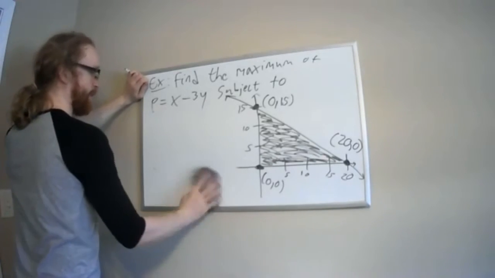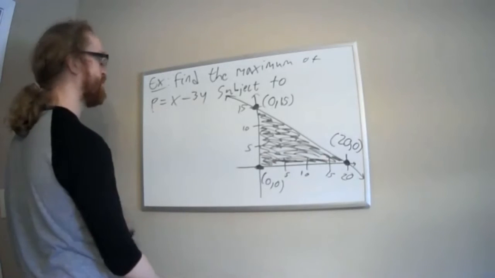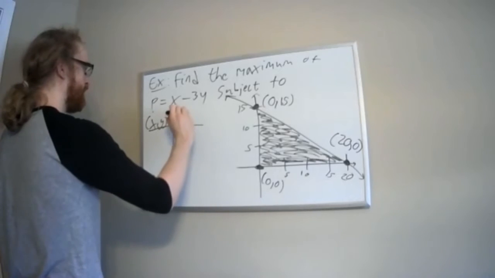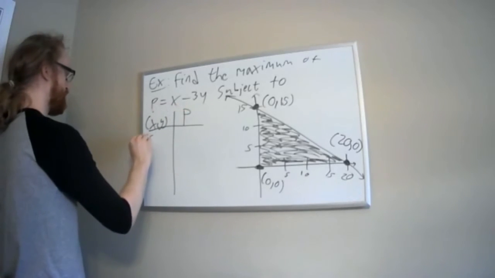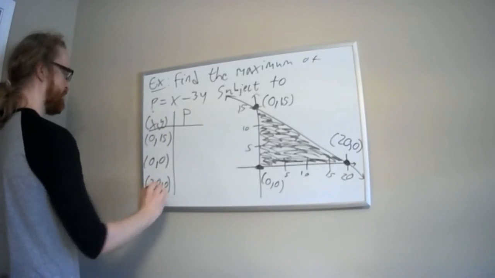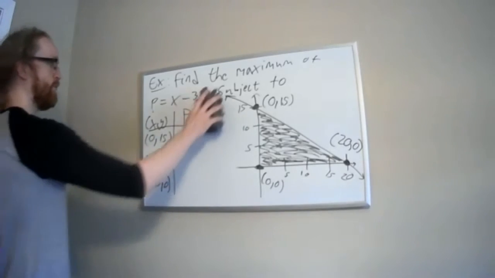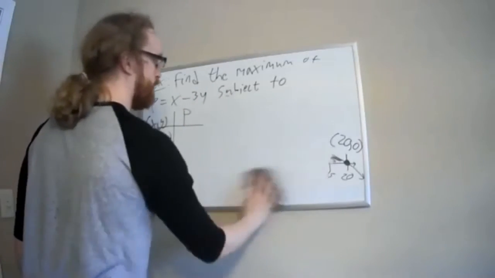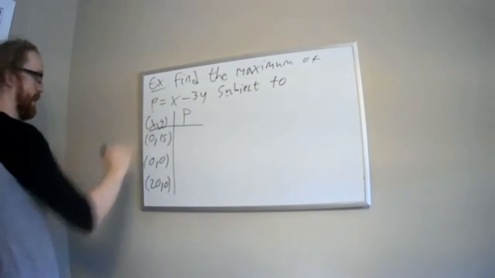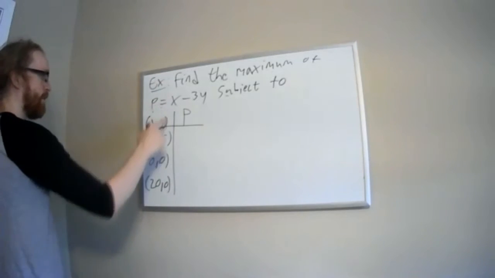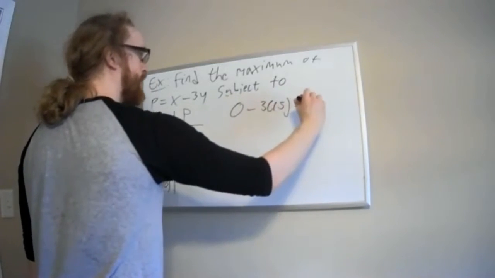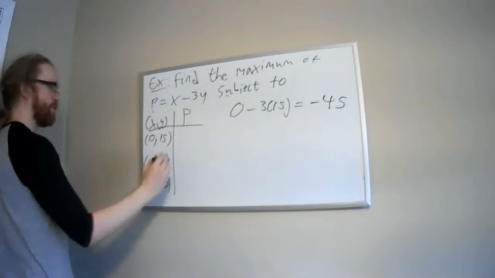So just to demonstrate this, really I wanted to demonstrate this process of finding the max once we know the corner points. So let's do that now that we have the corner points. Make our little table. So my corner points are 0, 15, 0, 0, and 20, 0. And now I just plug those all into my function. So my function says x minus 3y. So let's just plug these into x minus 3y. So plug in 0, 15. I'll get 0 minus 3 times 15. That's -45. So this first one is -45.